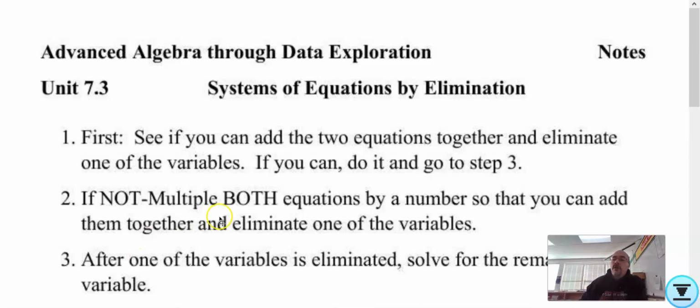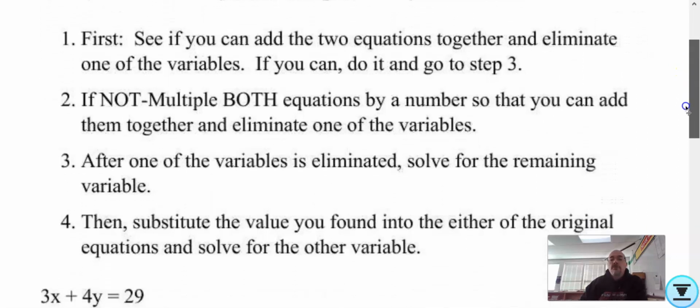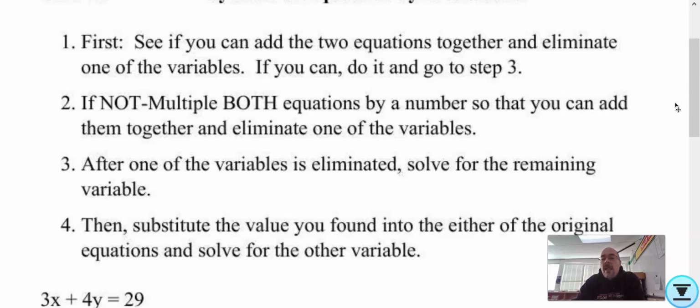All right, so let's go ahead and look through these steps. Number one, first, we're going to see if we can add the two equations together and eliminate one of the variables. If you can, do it and go to step 3. If you can't, then let's look at number 2. If not, multiply both equations by a number so that you can add them together and eliminate one of the variables. That part might be a little bit challenging if you don't know your multiplication facts very well, but I think most of you do.